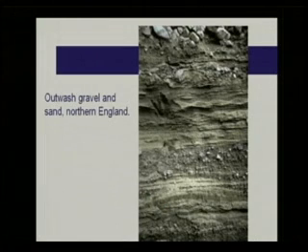This is outwash gravel and sand in northern England. Because it is outwash, it was transported by some meltwater, so there is some stratification evident here. You can see different layers or bedding of thicker particles and then some finer stuff. But it's sorted by running water. Glaciers do not sort.